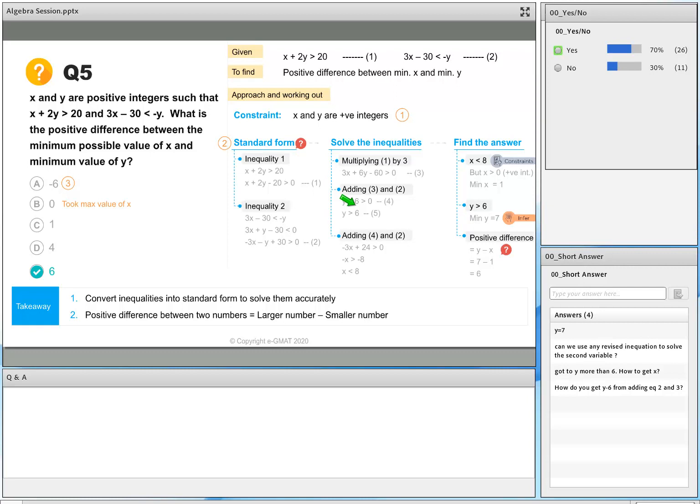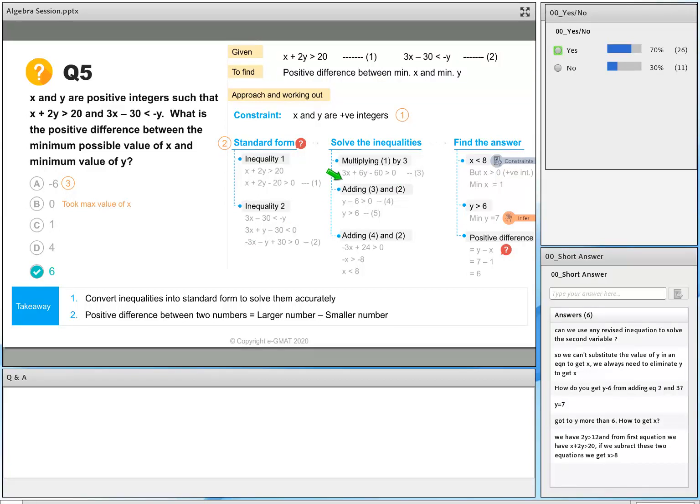How do you get y minus 6 from adding equation 2 and 3? I didn't add 2 and 3, I added 2 and 4. Oh, okay, here you mean this step. Through 2 and 3. Look, I said if I add 2 and 3, then the 3x and the 3x will vanish. I'll have 5y plus 5y minus 30 greater than 0. Then divide all of it by 5. You're going to get this.